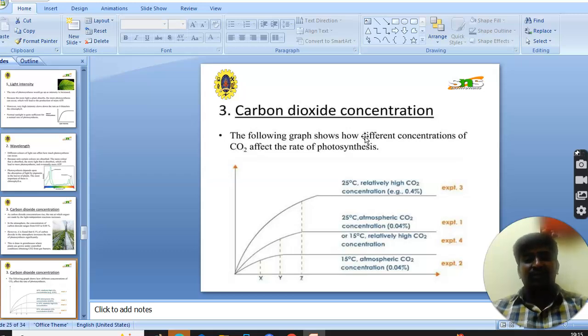Next, the following graph shows how different concentrations of CO2 affect the rate of photosynthesis.